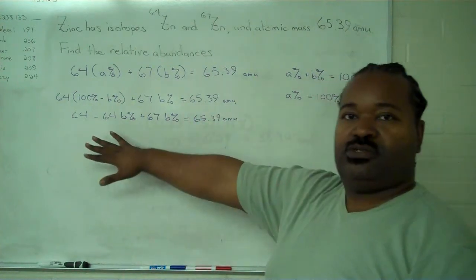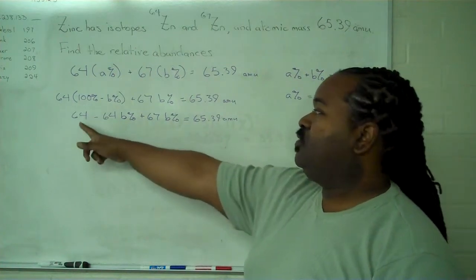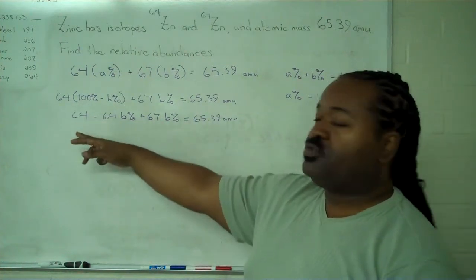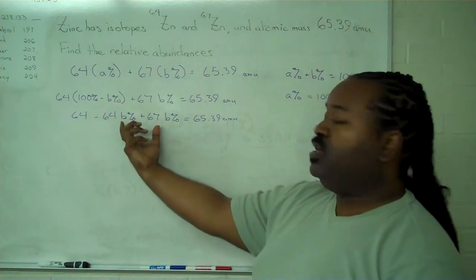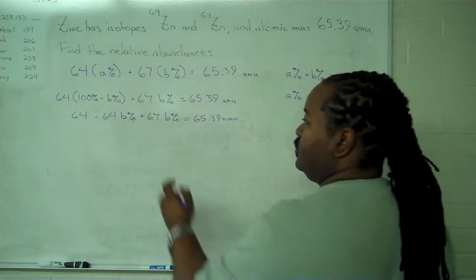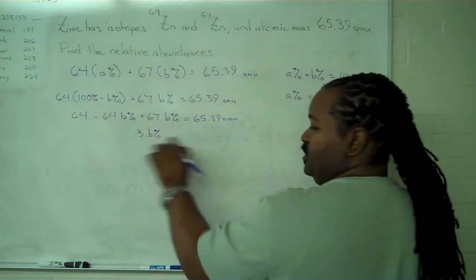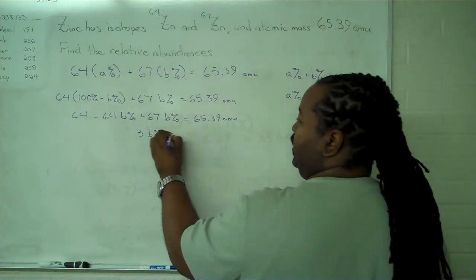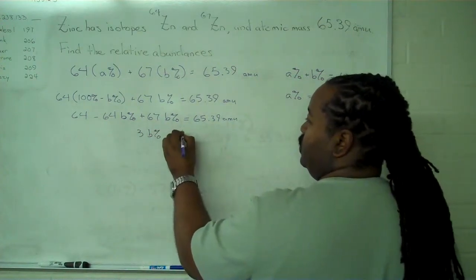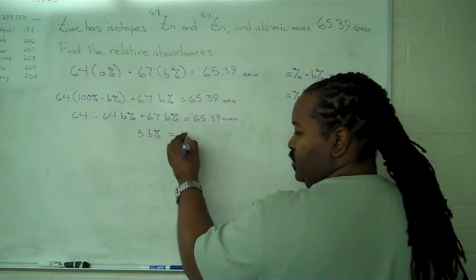And now we resort to our classic math tricks of getting all the numbers on one side, so we'll subtract 64 from both sides, and just combining like terms. This leaves us with 3 times whatever the percentage is for B being equal to 1.39.